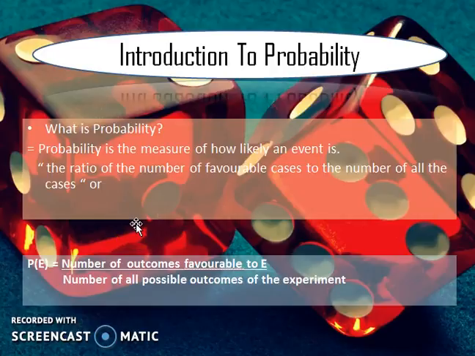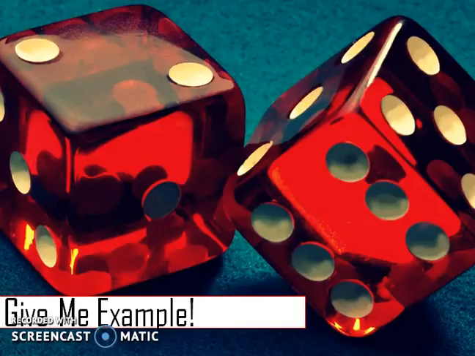Probability is the measure of how likely an event is. It is also known as the ratio of the number of favorable cases to the number of all the cases. Probability is also equal to the number of outcomes favorable to the event divided by the number of all possible outcomes of the experiment. Do you want to see an example?